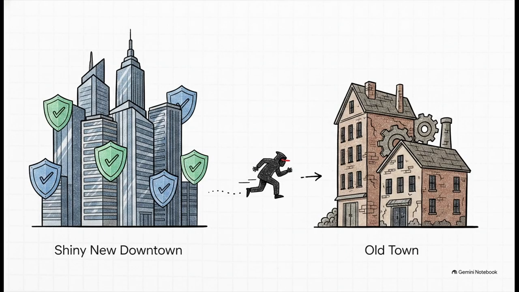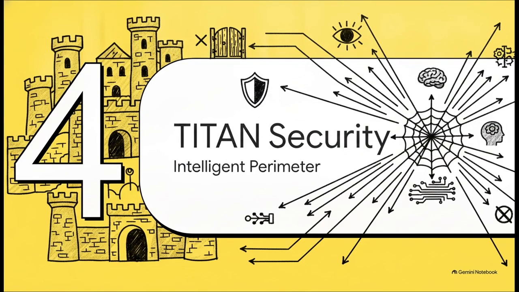And because you can't easily upgrade them, these old town systems are absolute sitting ducks. Those modern, siloed security cops we just talked about, they usually can't protect these older systems. They are massive blind spots. So if a hacker gets through the front gate, they know exactly what to do. They don't waste time messing with the heavily guarded, shiny new downtown, no way. They head straight for the easy targets in the old town. So how do we actually fix this?